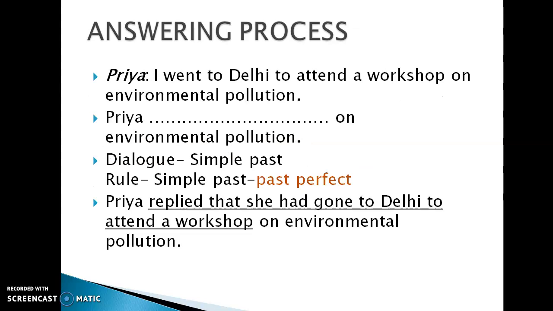Now, next was Priya. I went to Delhi to attend a workshop on environmental pollution. Priya dash on environmental pollution. Now the dialogue has been written in simple past. Simple past changes to past perfect. So Priya replied that she had gone to Delhi to attend a workshop on environmental pollution. Now this was Priya's reply, Priya's answer. So we will not say Priya said or Priya asked. We would say Priya replied that. Now simple past will change to past perfect. She went to Delhi will change to she had gone to Delhi to attend a workshop on environmental pollution.